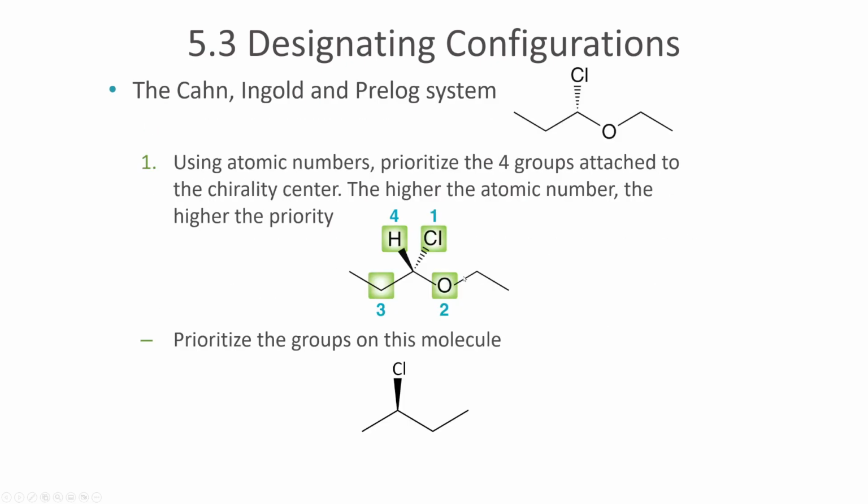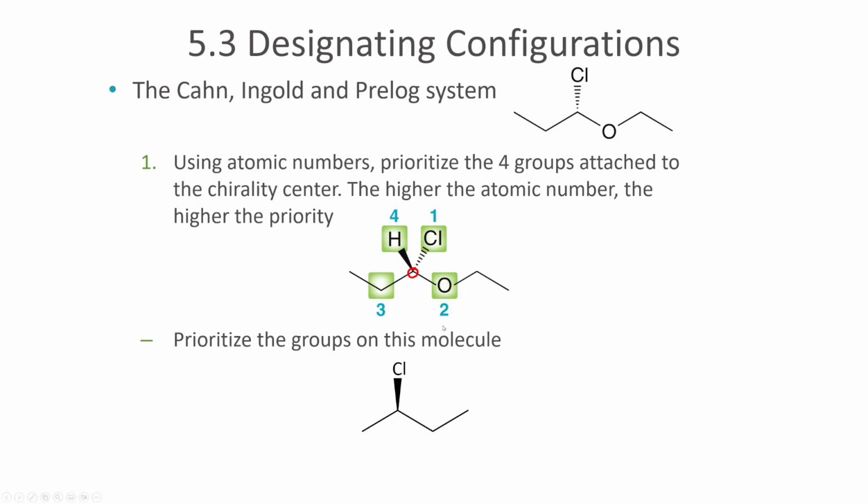So in order to designate these configurations, again, here we have a chiral carbon. So we first recognize the chiral carbon. We can see that it's a chiral carbon because it is attached to 4 different groups here: 1 chlorine, 1 hydrogen, 1 group containing 2 carbons here, and 1 containing an oxygen.